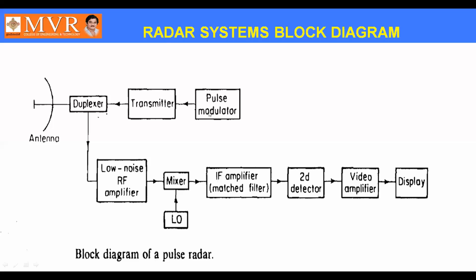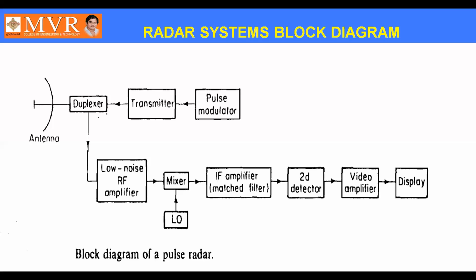Coming to the block diagram, we have the pulse modulator, which generates the electromagnetic signal that is sent into the air in order to detect the target. That oscillator may be a magnetron or a reflex klystron. Depending upon the application, we can use any one of these oscillators. After that, we go to the transmitter section, which transmits the energy into the air.